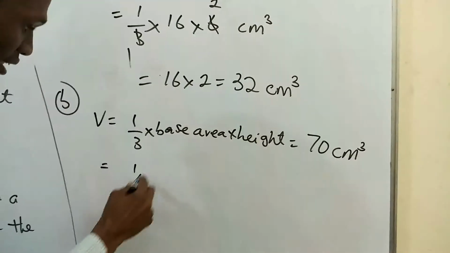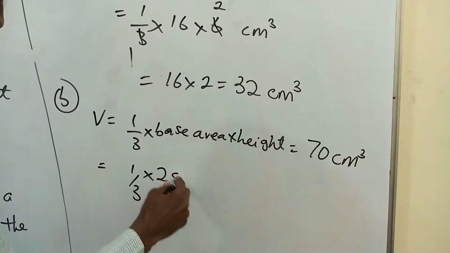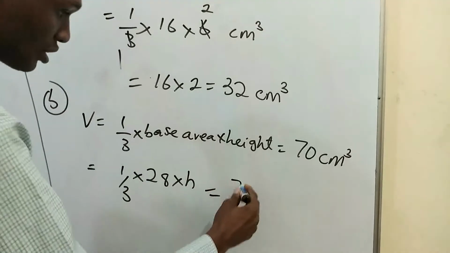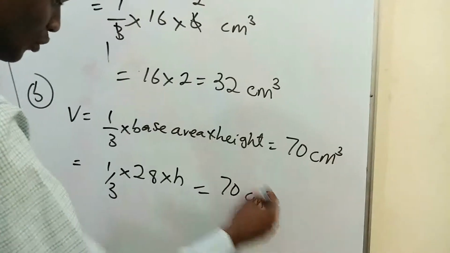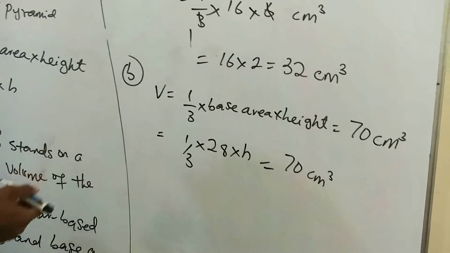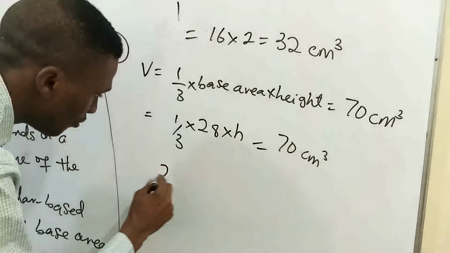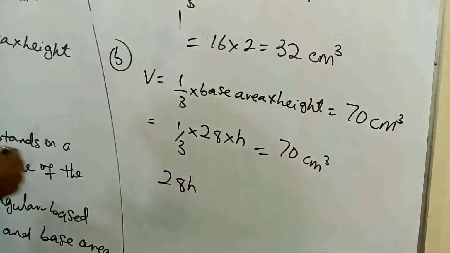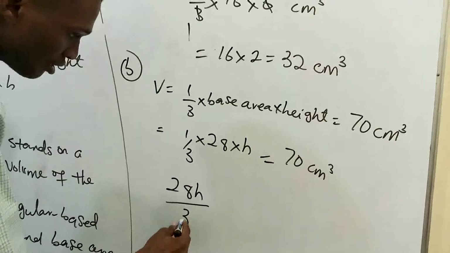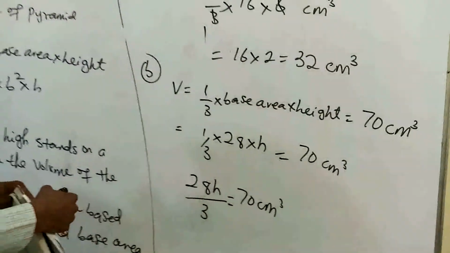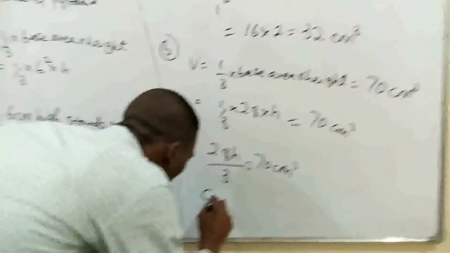So we say 1/3 times our base area, which is 28, then times height, which is unknown, equals 70 cm cubed. 1 times 28, we have 28 times our height, so we have 28h all over 3 equals 70 cm cubed. At this point, we cross multiply.